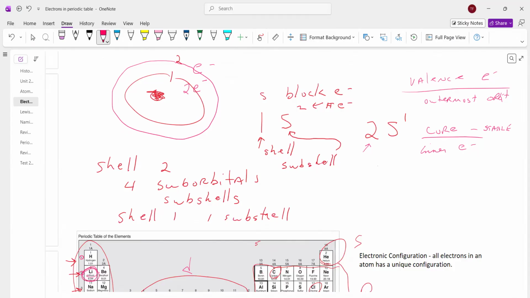Now, what's important about doing electronic configurations is you can figure out why an ion forms. It's for stability reasons, right? I'm going to show you how the stability comes into play with an ion. Remember, ions can be positive or negative. Positive ones lose electrons, negative ones gain electrons.